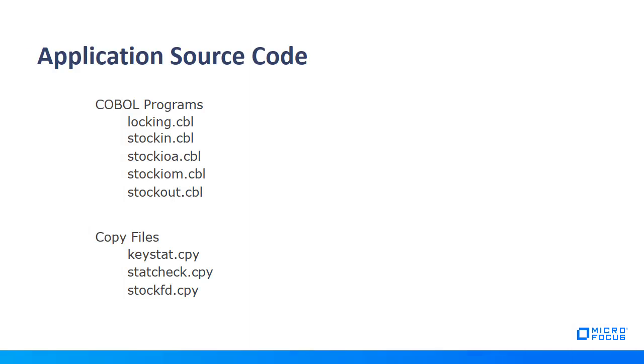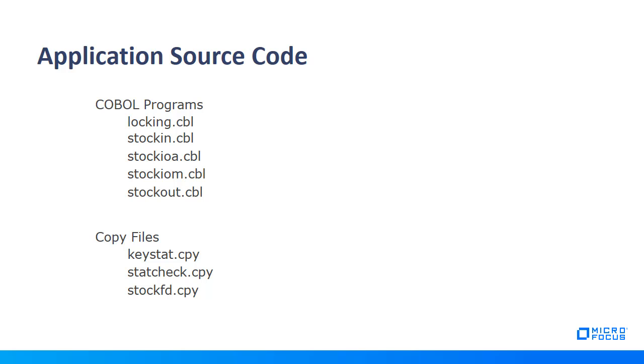The source code for this application consists of a main COBOL program named locking.cbl and 4 COBOL subprograms. All of the programs use a COBOL copybook named keystat, and each of the subprograms use the statcheck and stockfd copybooks. The copybooks are stored in a separate directory.